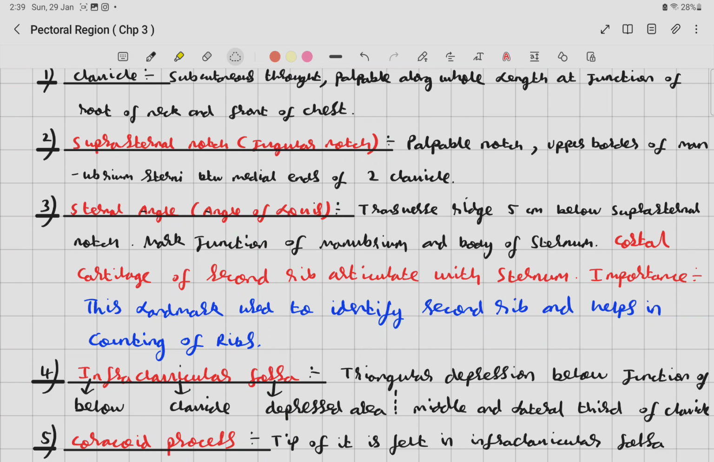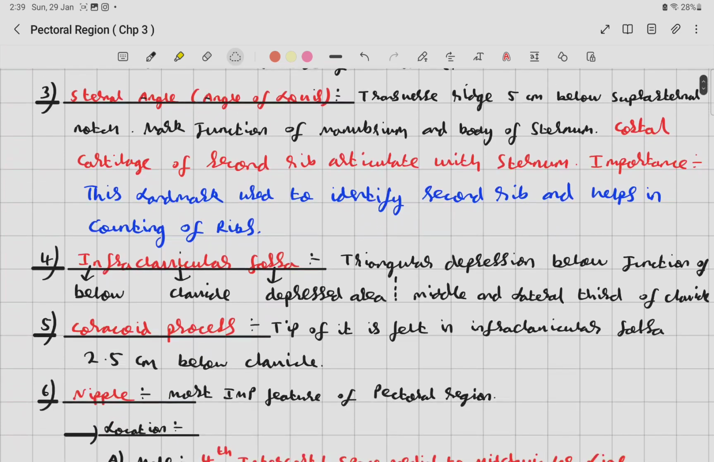Now what is the significance of the sternal angle or angle of Louis? The costal cartilage of the second rib articulates with the sternum at the sternal angle. So this landmark is used to identify the second rib and helps in counting the ribs.